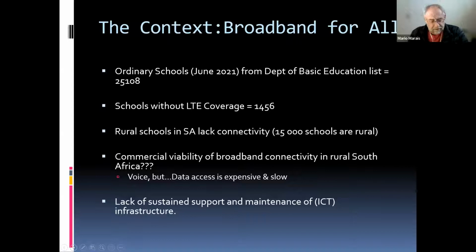Okay, so I'm just going to move on to the next slide. This is hot data off the press from one of my friends this afternoon. If you look at the Department of Basic Education's list from June 2021, there's 25,000 ordinary schools. Schools without LTE coverage is 1,456. So there's been a significant change since when I did my research. LTE coverage has really come on board. Your problem is still, where is the coverage? And where are the schools? And also, what does LTE coverage cost you?